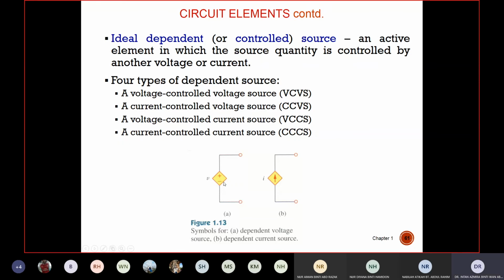Let's say A is a voltage source, but the value of this voltage source depends on another voltage, it is v, the small v. So this is the voltage controlled voltage source. B is a current controlled current source, because this is a current source, but the value of this current source is controlled by, or depends on, another current. So this is a current controlled current source.